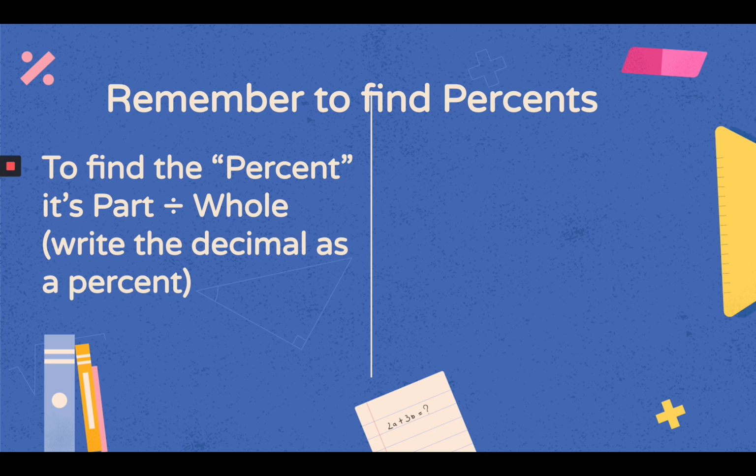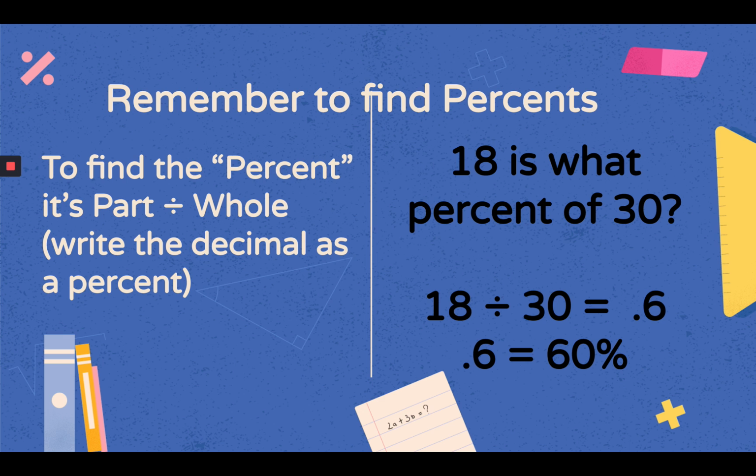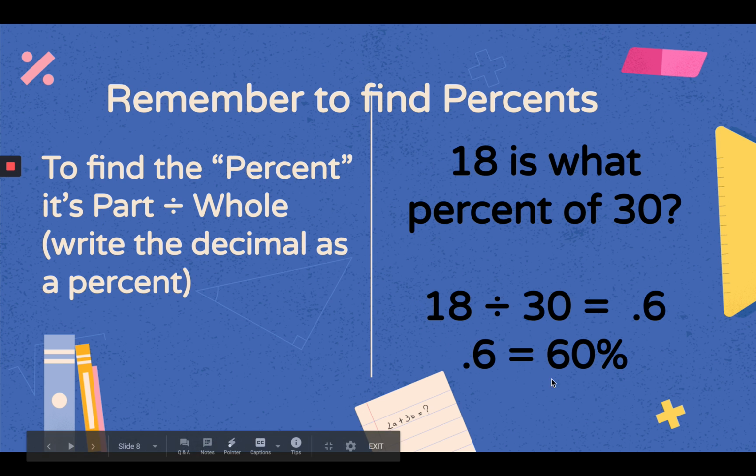Quick reminder, we are finding percent today. So on all these questions today, we are finding the percent, which is part divided by whole. And then you get a decimal answer that you need to read as a percent. So 18 is what percent of 30? 18 divided by 30 is 0.6. That's a decimal. 0.6 is 60%. You have to know to move the decimal 2 places to the right.